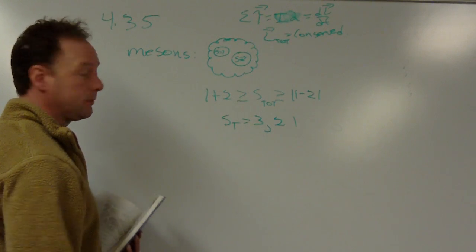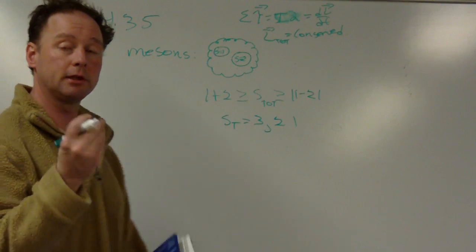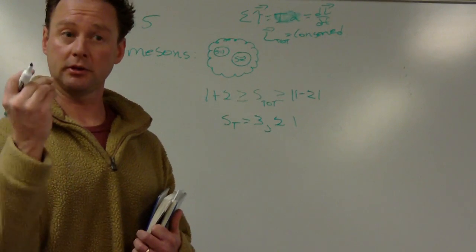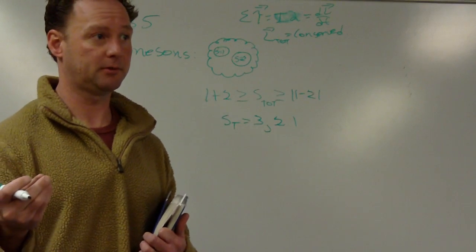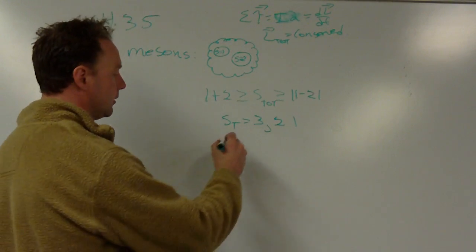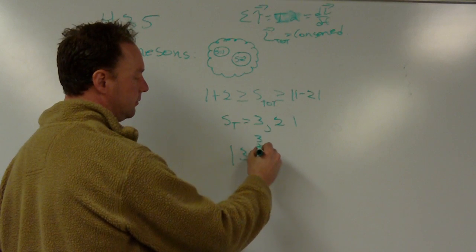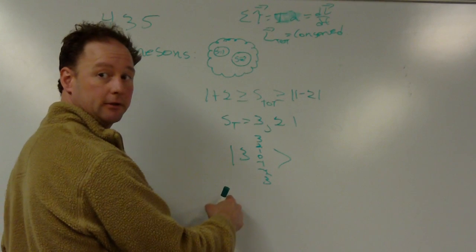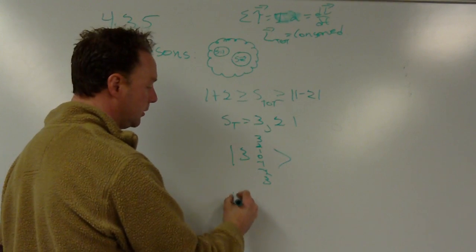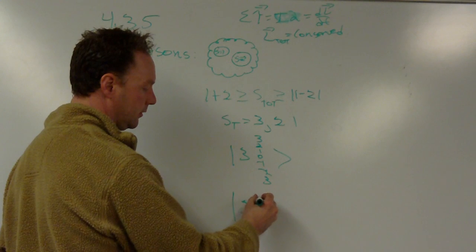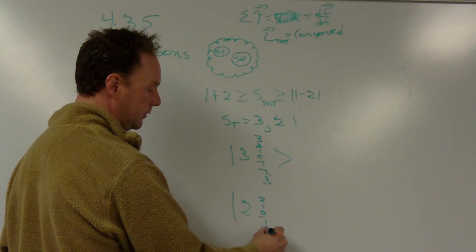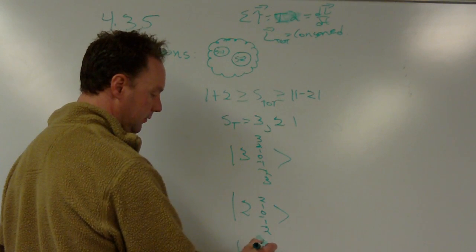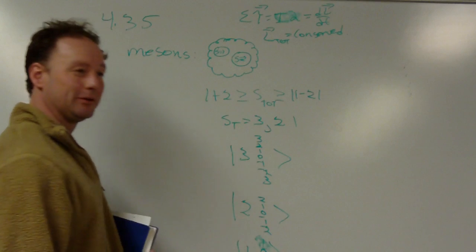So what are the possible states that I could make out of this? The total possible spin states represent the total spin and the projection of the spin. 3 can be 3, 2, 1, 0, minus 1, minus 2, minus 3. So there's 7 right there. And the 2 will have 2, 1, 0, minus 1, minus 2. And the 1 will have 1, 0, minus 1. So you've got a triplet, quintet, and a septet.